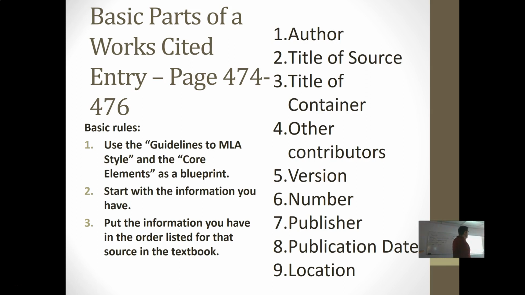And those components are the author, title of the source, title of container, other contributors, version, number, publisher, publication date, and location. And you use this list even if you don't have all this information. Say you have an article that doesn't have an author. Then you start the citation with the title of the source. And you move on to the next thing that you have, and so on. Okay? And this is going to be starting on page 474 of that handout I emailed out yesterday.